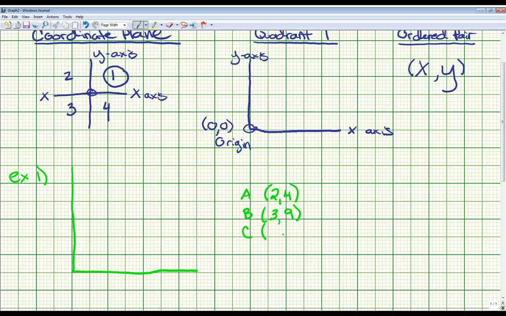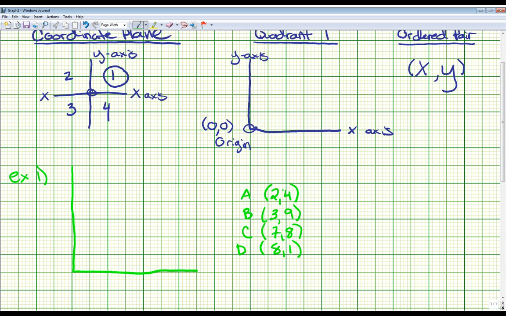C is going to be at 7, 8. And D is going to be at 8, 1. And the directions say draw the quadrilateral in a coordinate plane. We know it's going to be a quadrilateral, quad meaning 4, because there are 4 different ordered pairs. These are going to be our vertices, or the corners of our shape.